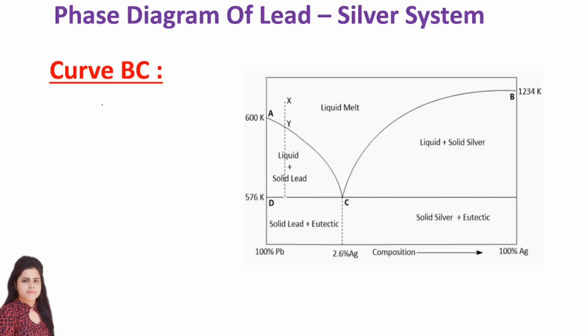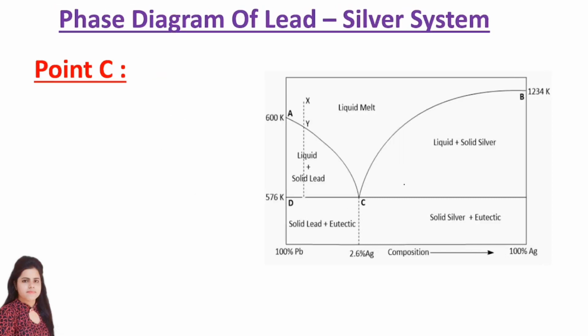Next, curve BC. For the BC curve, again I am writing the equation F = C - P + 1. Again we have two components, and the number of phases is 2, solid silver and liquid, plus 1. So it is also a univariant system. If you are going along curve BC, it is a univariant system.